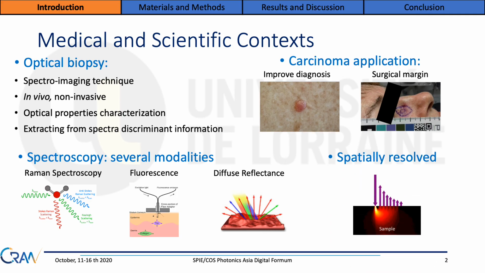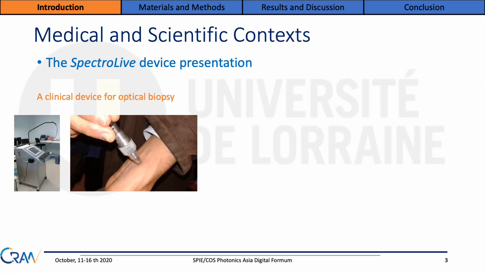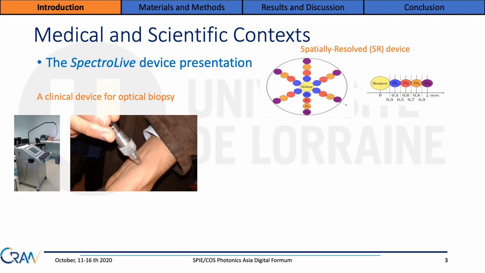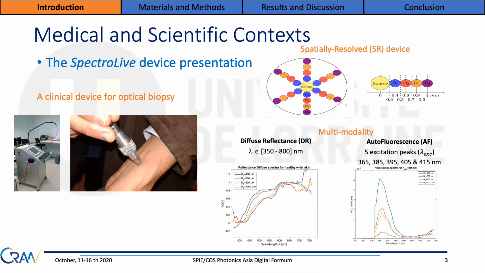In addition, it's also possible to use several source-sensor distances. This is called spatially resolved spectroscopy. It allows probing different depths. In this context, our lab has designed a spatially resolved device for optical biopsy. This device bears the name of Spectralive and is used in a clinical study. Diffuse reflectance and autofluorescence spectra are acquired and subsequently exploited to design a real-time device able to establish surgical margin.